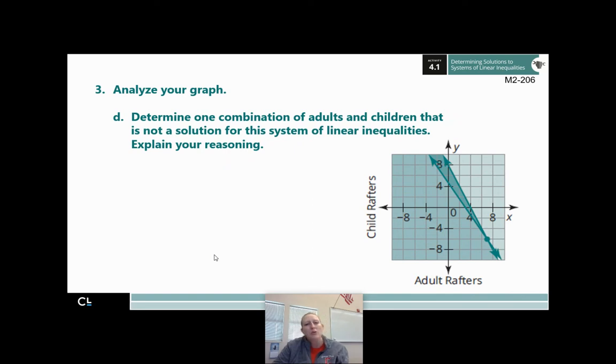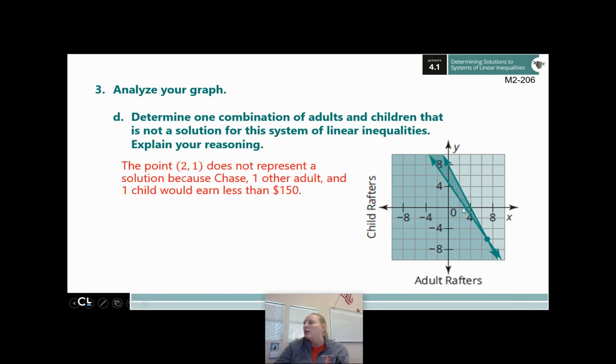Did you determine one combination of adults and children that is not a solution for the system of inequalities, and explain why? You could have picked any point not in your little sliver and it would not be a solution to the system. So what point did I pick? I picked the point (2,1). You can see it's just outside of it. You could have picked a different point that would have been fine, but I said (2,1).